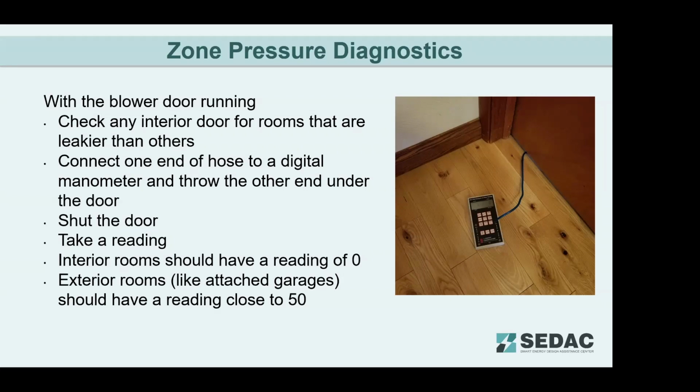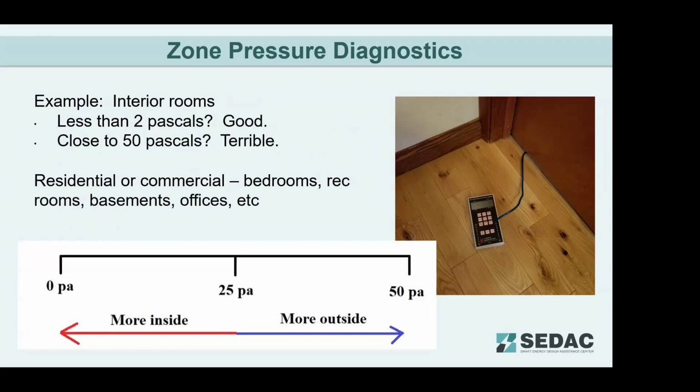You can also look for building materials or curtains or different things that might be quite literally blowing in the wind because of so much air leakage. So that's the look, listen, and feel, but you can also do a little bit of diagnostics to quantify this. That's where the zone pressure diagnostics comes in. With your blower door running, you put a hose under the door, shut the door, look at the manometer and read the pascals of pressure difference between the room and the rest of the house. And you can use that to quantify where you're at.